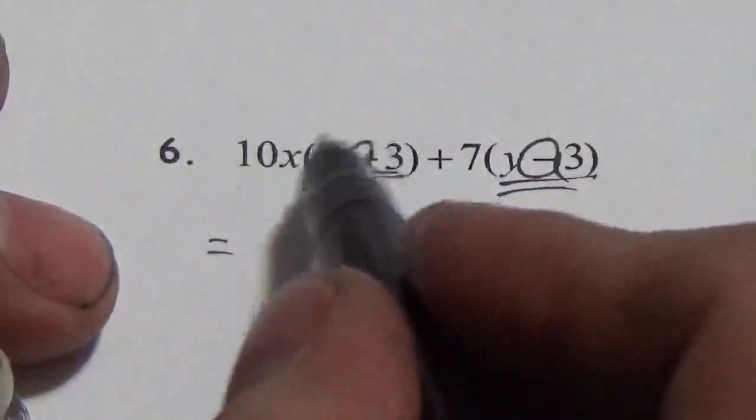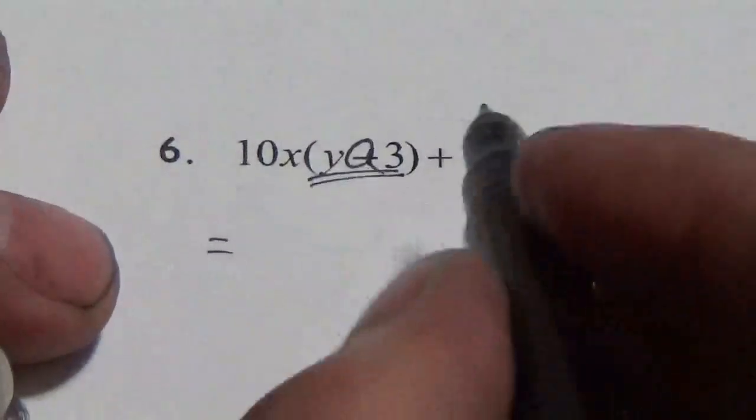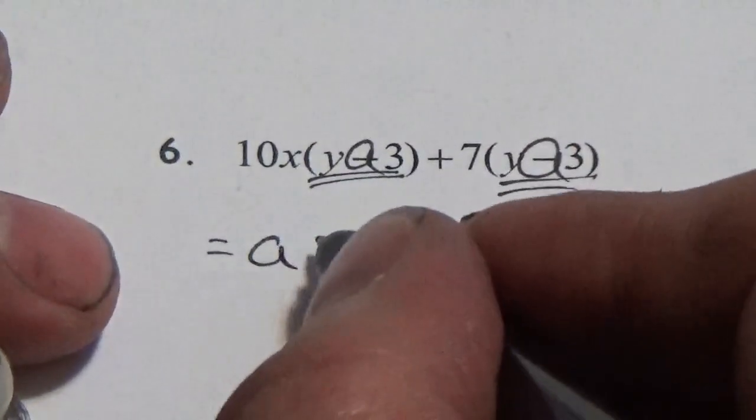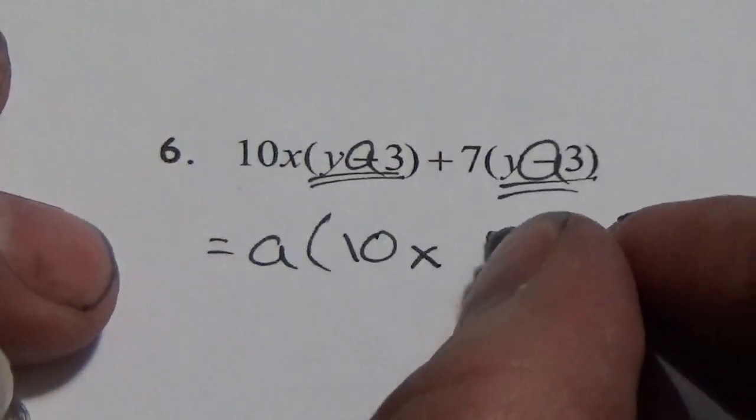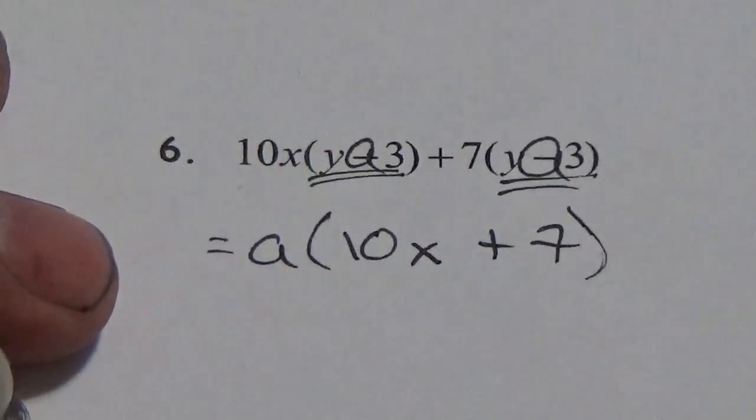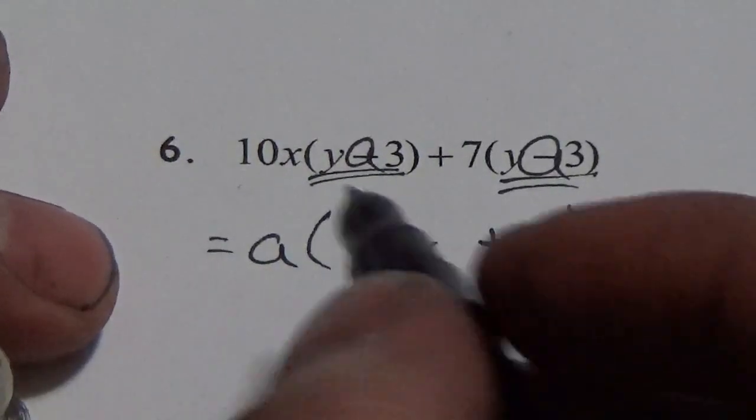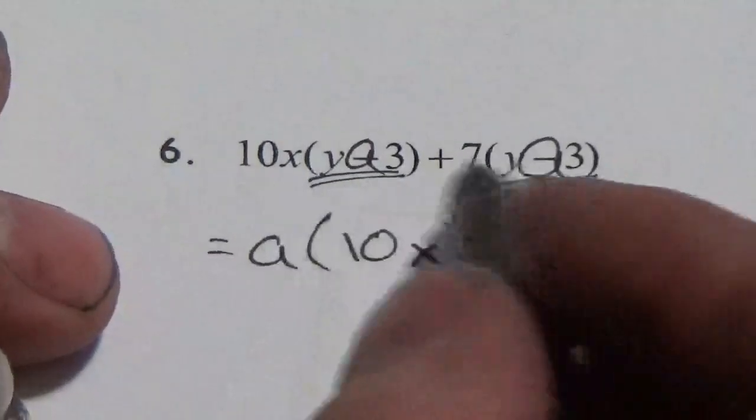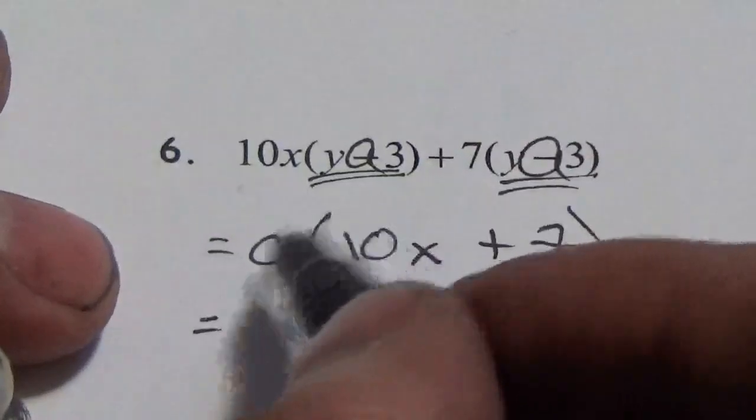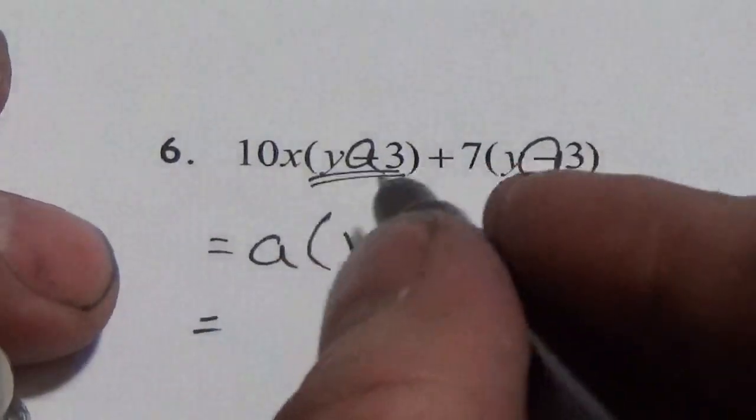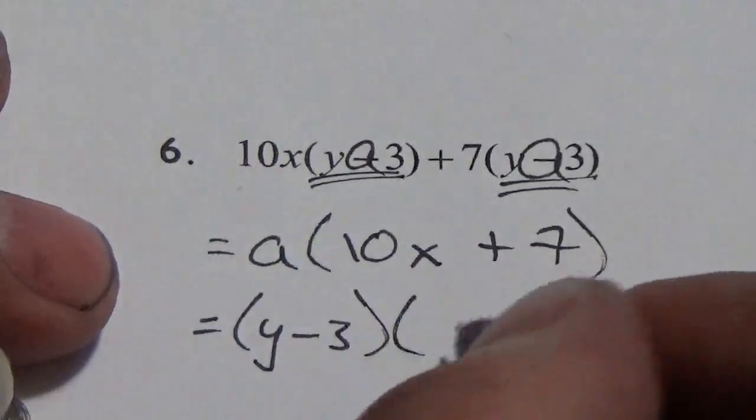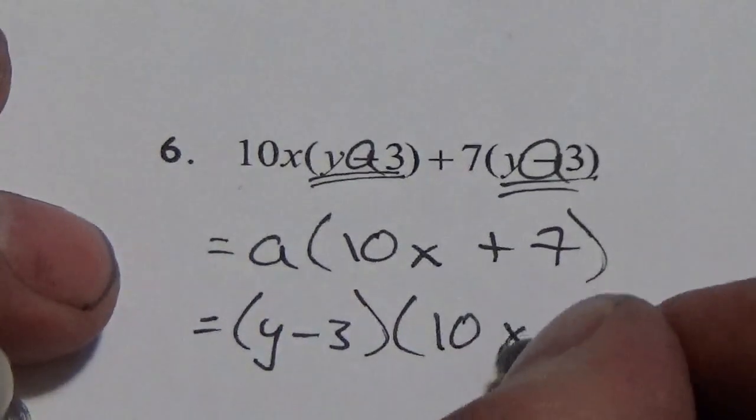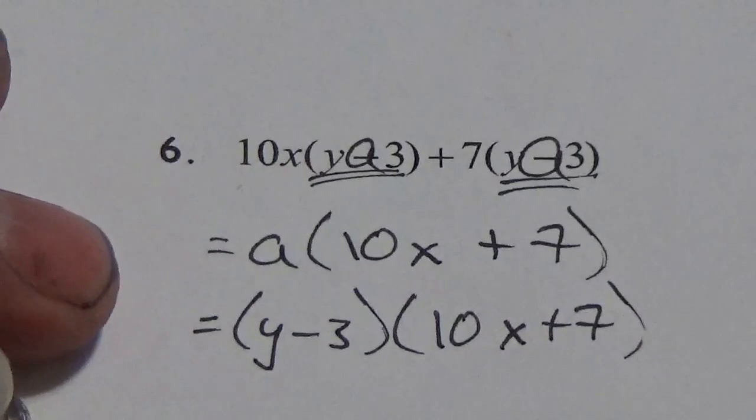And now I can see that the value of a has been distributed to both of those terms, and I can divide that out. So I take the a out, and I'm going to be left with 10x from the first term and a 7 in the second term. Now, that's how that works. It's just that there was no a in the original expression. Instead, that was y minus 3. So I'm just going to have to put that y minus 3 back in. And it was multiplied by 10x plus 7.